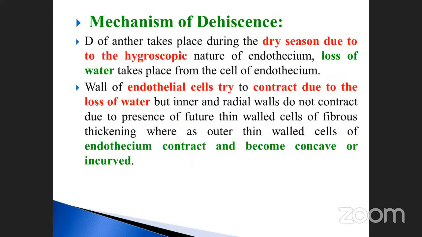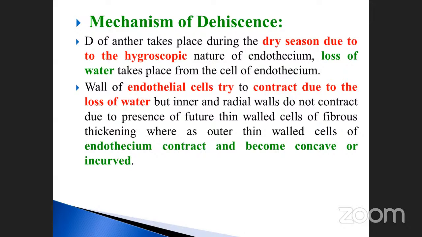Dehiscent. So what is the main mechanism of dehiscence here? How does it happen? When dehiscence of the anther takes place during the dry season, it is due to the hygroscopic nature of the endothecium. Hygroscopic means water loss, isn't it? Loss of water takes place from the cells of the endothecium. So the outermost layer becomes completely dry, and as a result it makes curve-like structures. This is the first step.